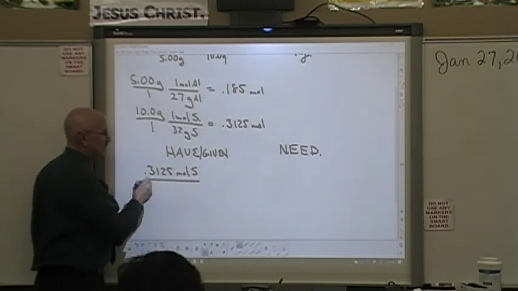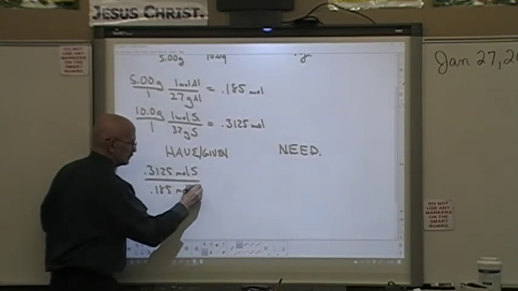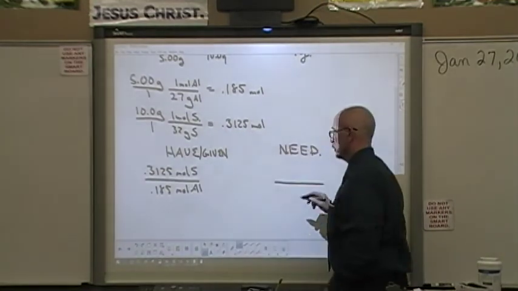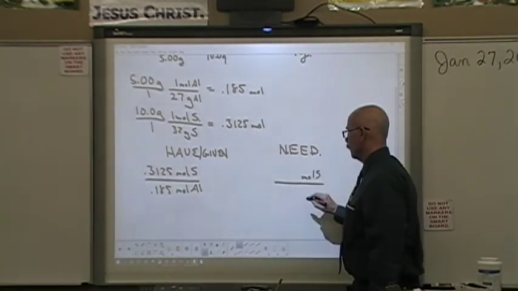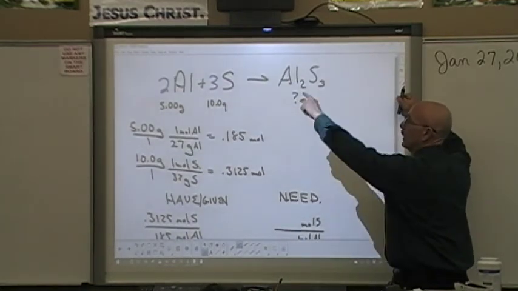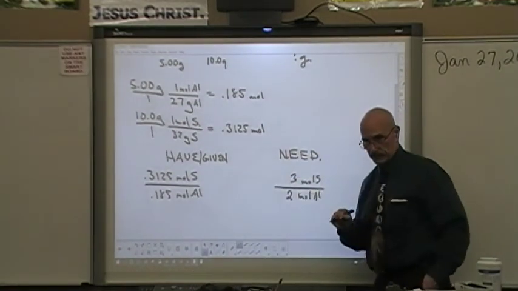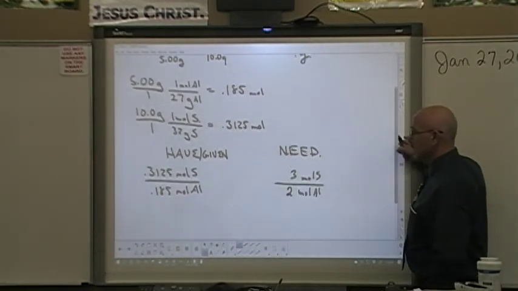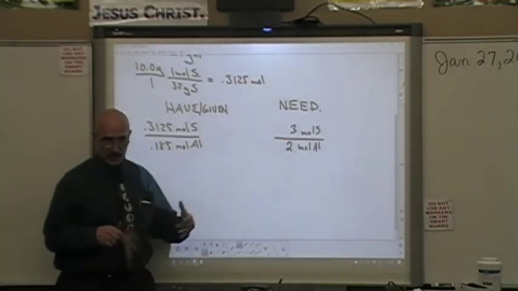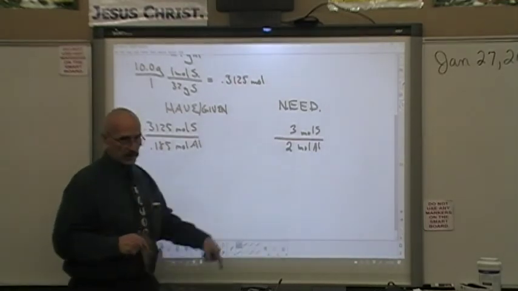make sure you label it, because you need to make sure you get the second one the same, over 0.185 moles of aluminum. I'm going to compare that to the reaction. The reaction tells me the coefficients of moles of sulfur to moles of aluminum should be 3 to 2. Sulfur over aluminum. Okay? You with me? Raise your hand if I'm going too fast. Okay. Now, I cannot compare these two numbers unless they have the same denominator.